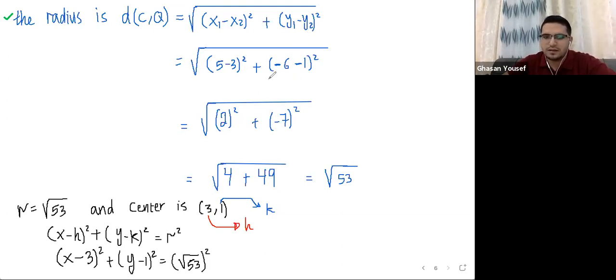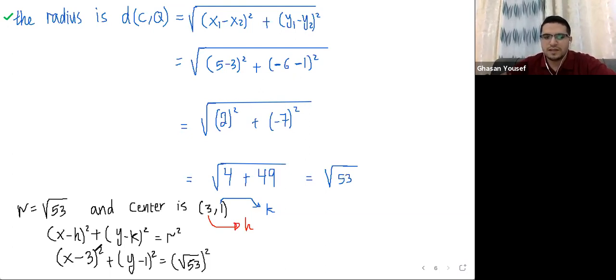I was saying outside the radical. What is outside the radical here? We don't have a negative outside the radical. Now 5 minus 3 square is 2 square, minus 6 minus 1 is minus 7 square. The square of 2 is 4, and the square of minus 7 is positive 49. Now 49 plus 4 is 53.